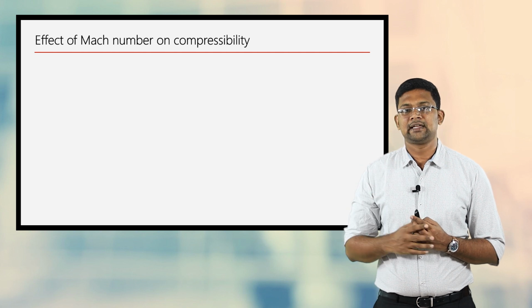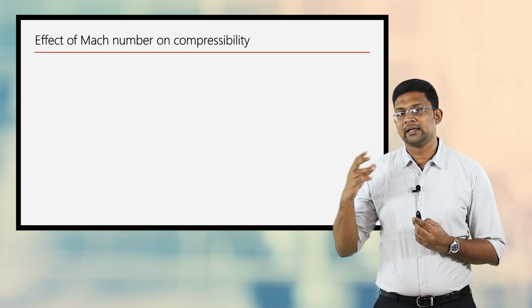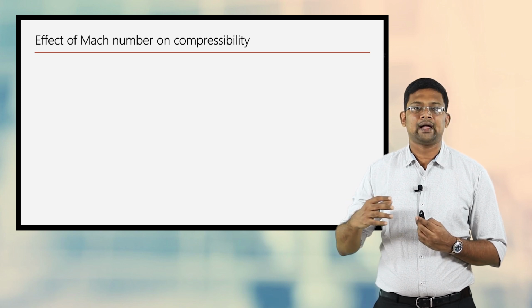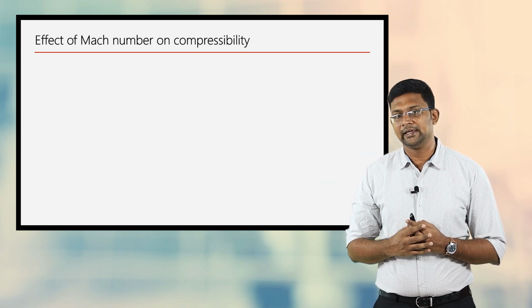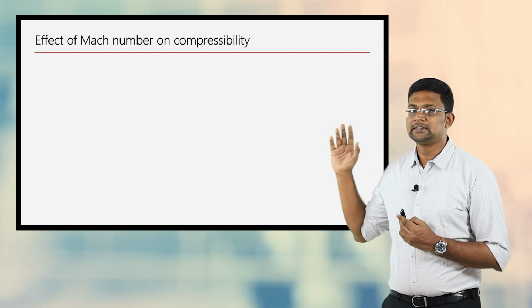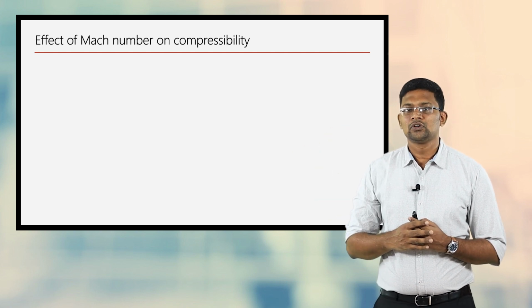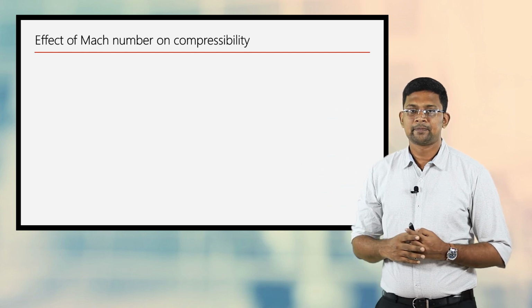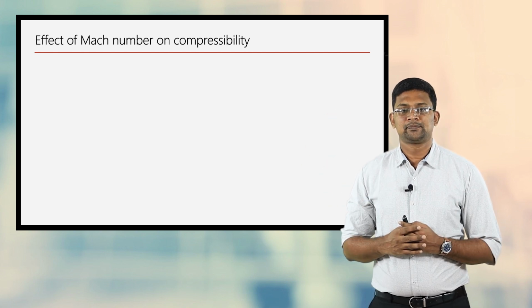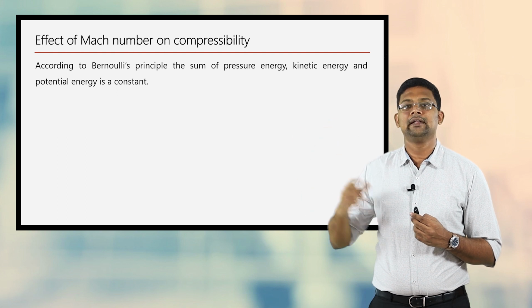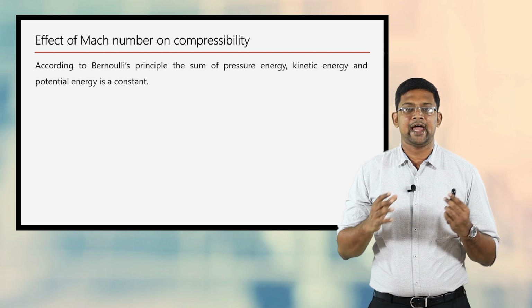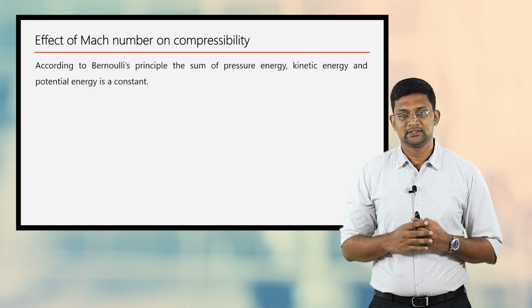But we have to understand that the velocity or Mach number plays an important role in compressibility. Only if the Mach number is greater than 0.3, there is a remarkable change in density. So let us see how this Mach number affects compressibility. According to Bernoulli's principle, which we have well defined in your mechanics of fluids, the sum of pressure energy, kinetic energy, and potential energy is a constant.